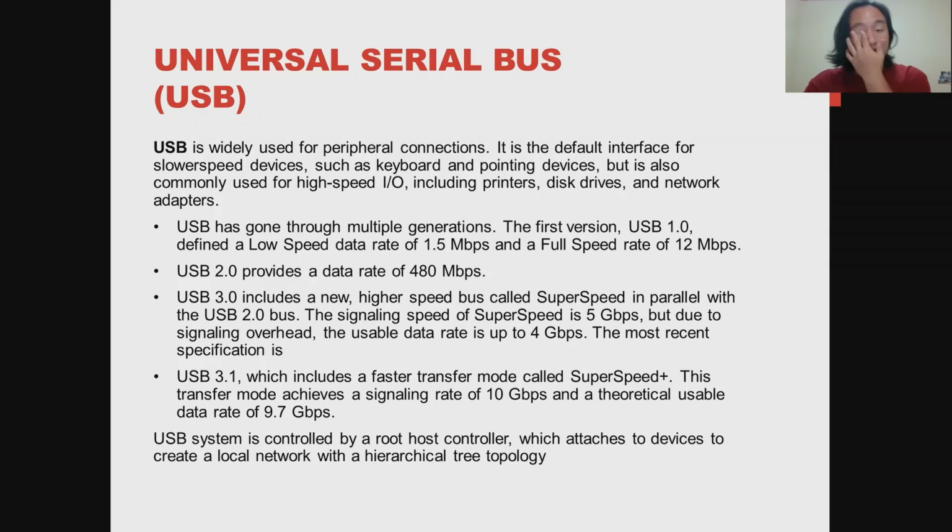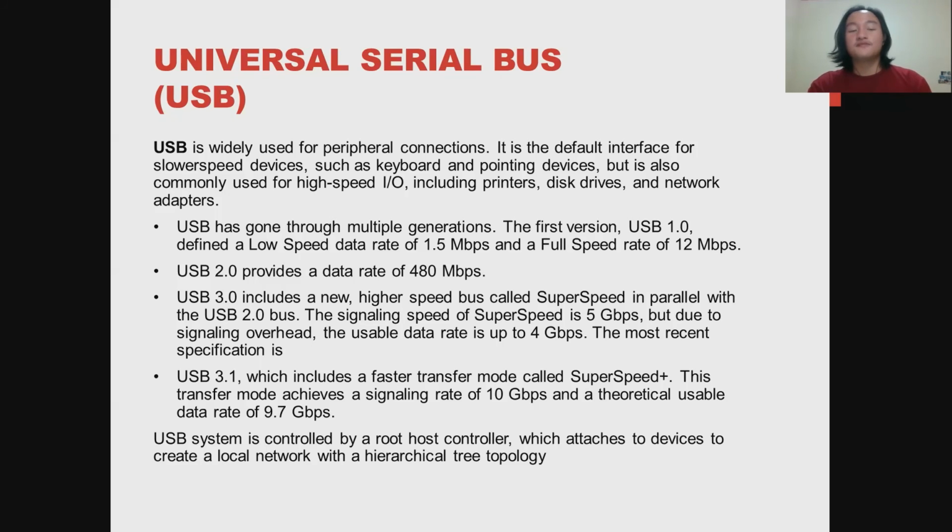USB has grown through multiple generations. The first version, USB 1.0, defined a low-speed data rate of 1.5 megabits per second and a full speed of 12 megabits per second. USB 2.0 provides a data rate of 480 megabits per second. USB 3.0 includes a new higher-speed bus called SuperSpeed in parallel with the USB 2.0 bus. The signaling speed for SuperSpeed is 5 gigabits per second, but due to signaling overhead, the usable data rate is up to 4 gigabits per second.